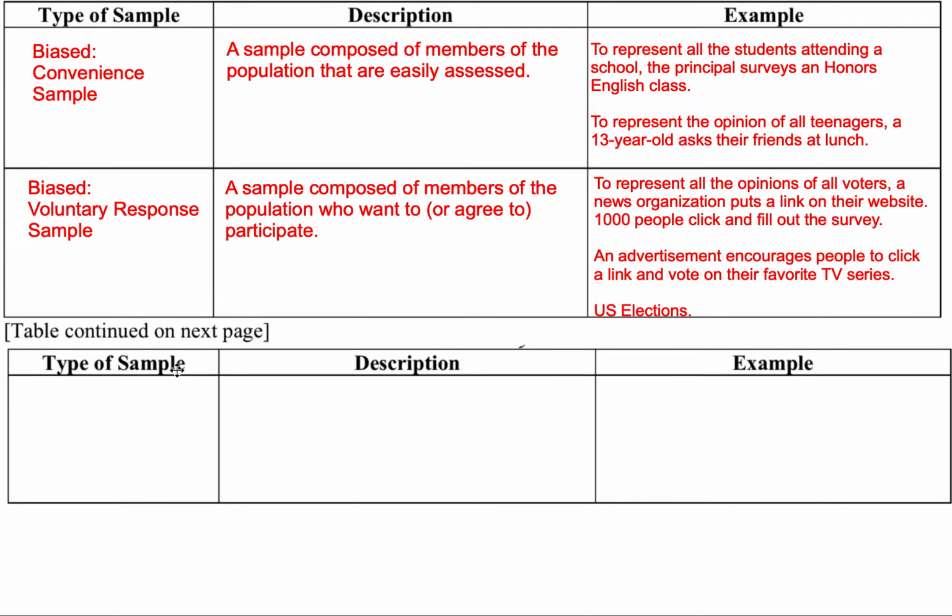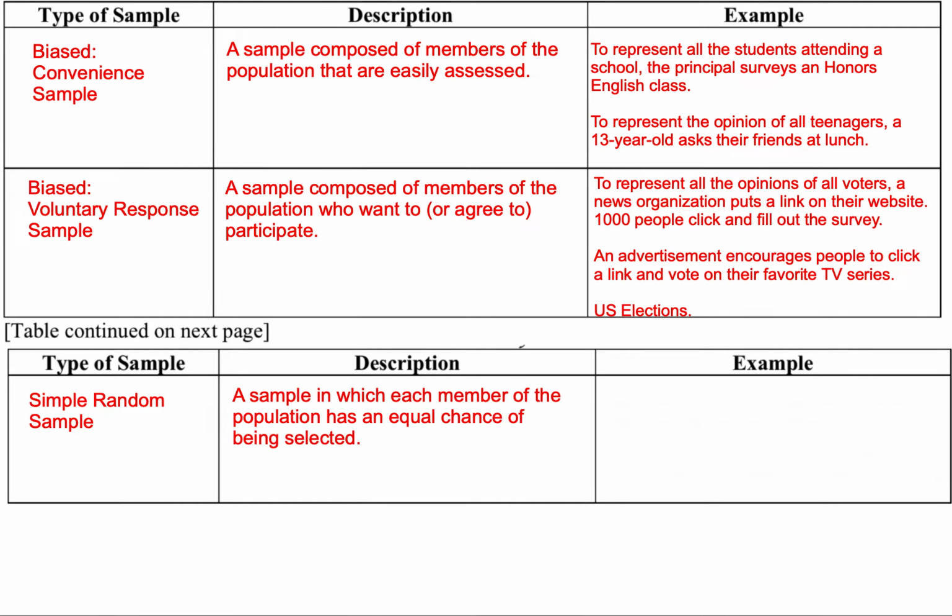Okay, next type of sample is a simple random sample. There are a lot of different types of random samples, but nothing we're going to get into at the 7th grade level. Description: a sample in which each member of the population has an equal chance of being selected.